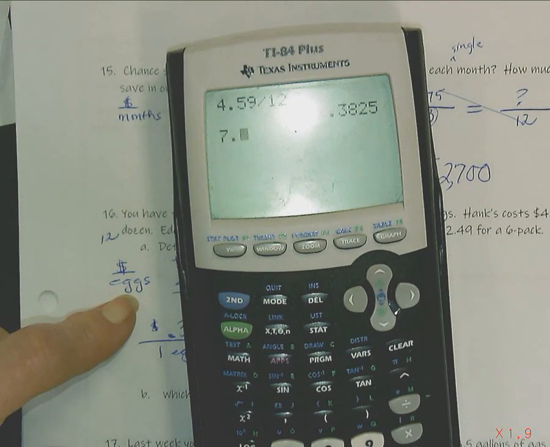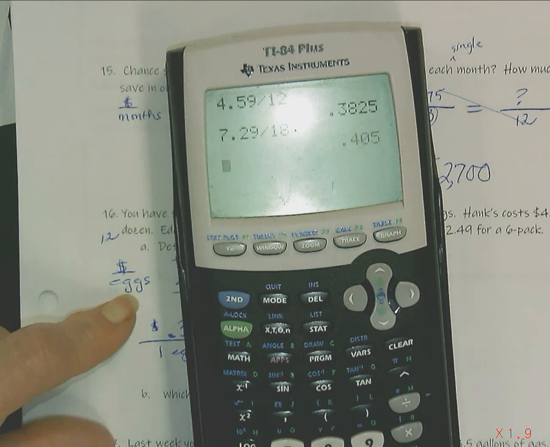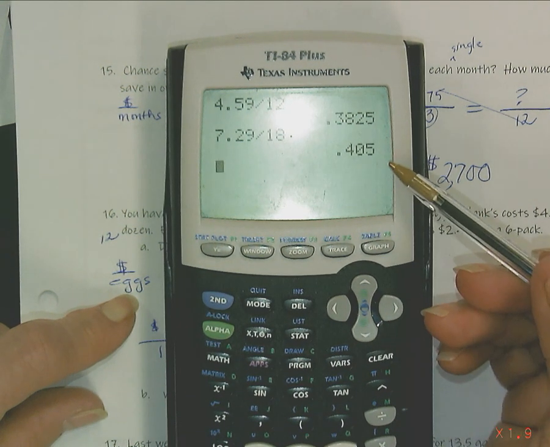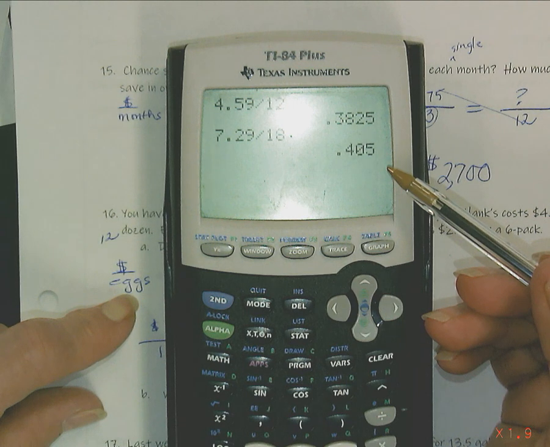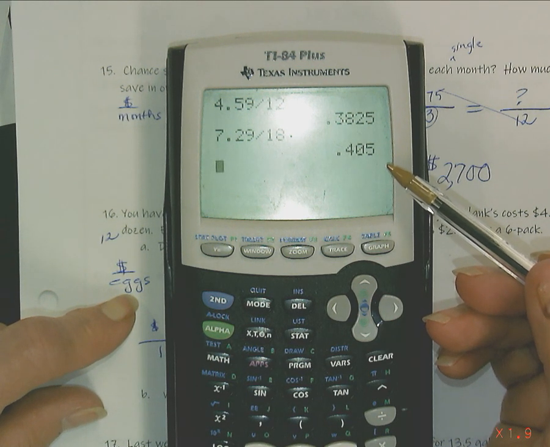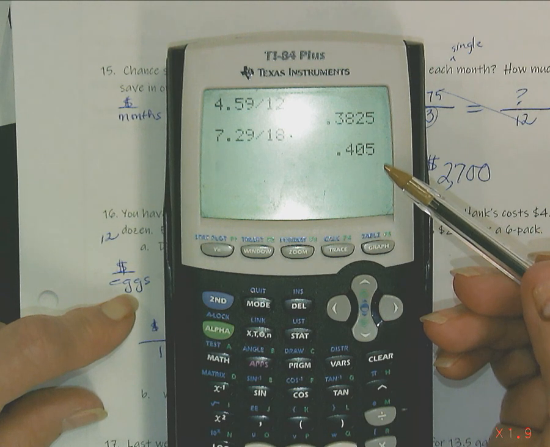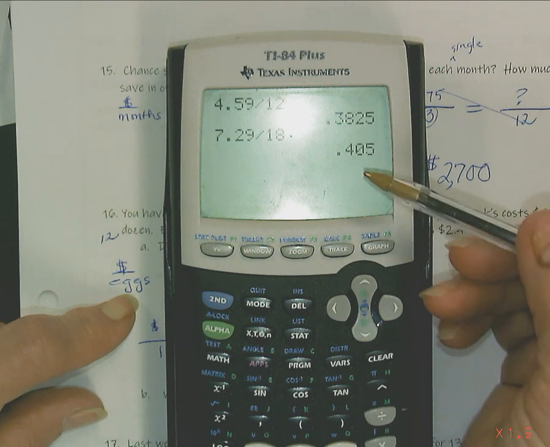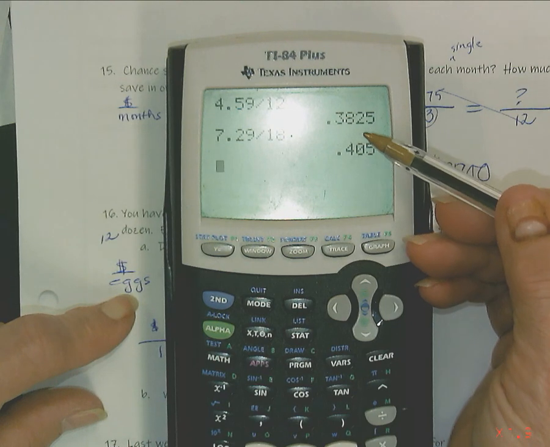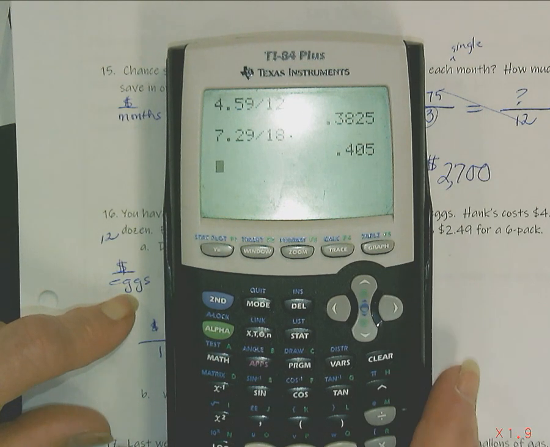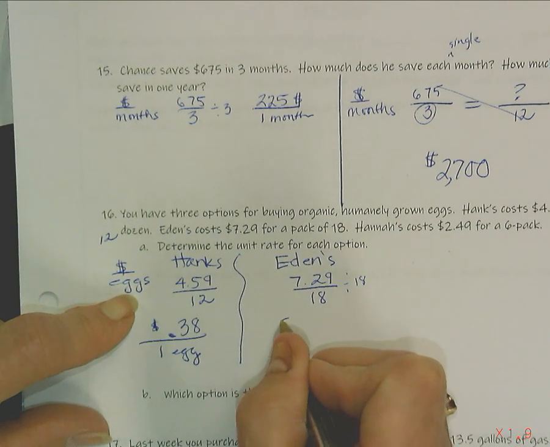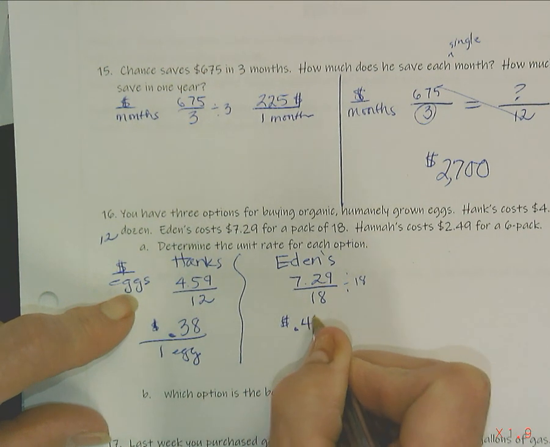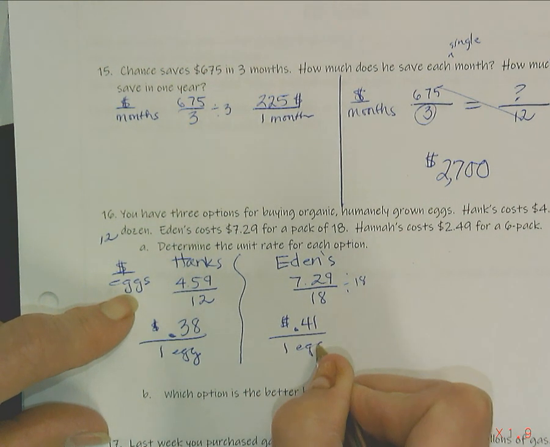So 7.29 divided by 18. Now that's what I get in my calculator right there. What's that going to round off to since I can only use 2 numbers after the decimal? 5's big enough to bump the 0 up, so it's going to be 41 cents. 41 cents per one egg.